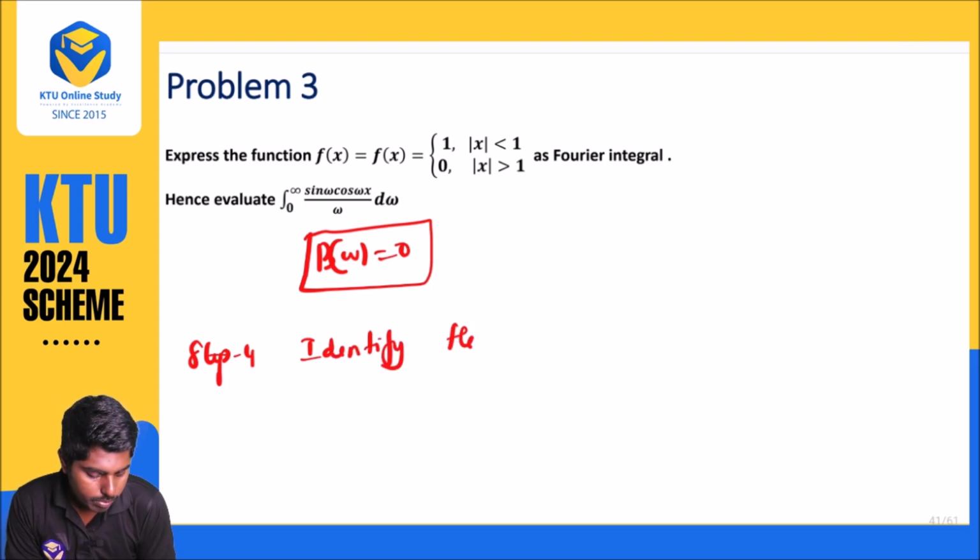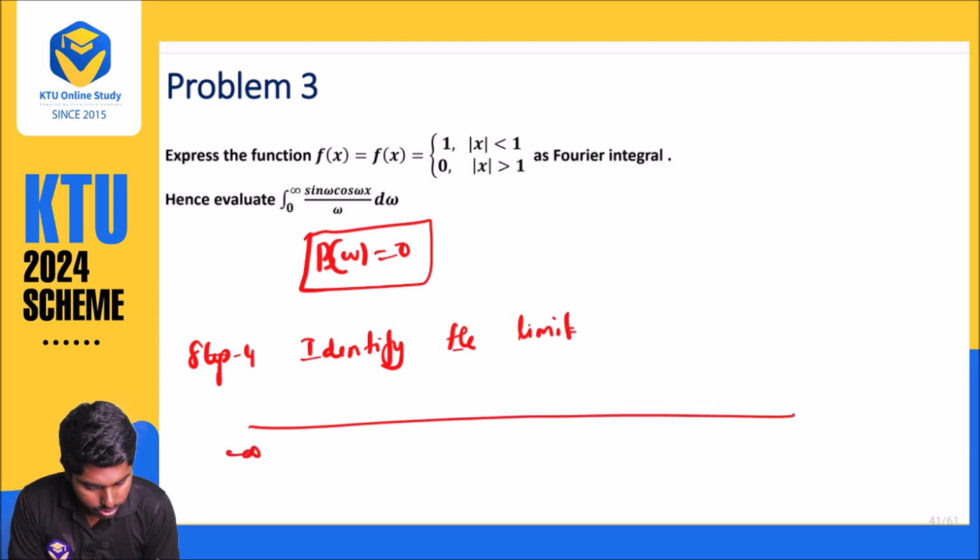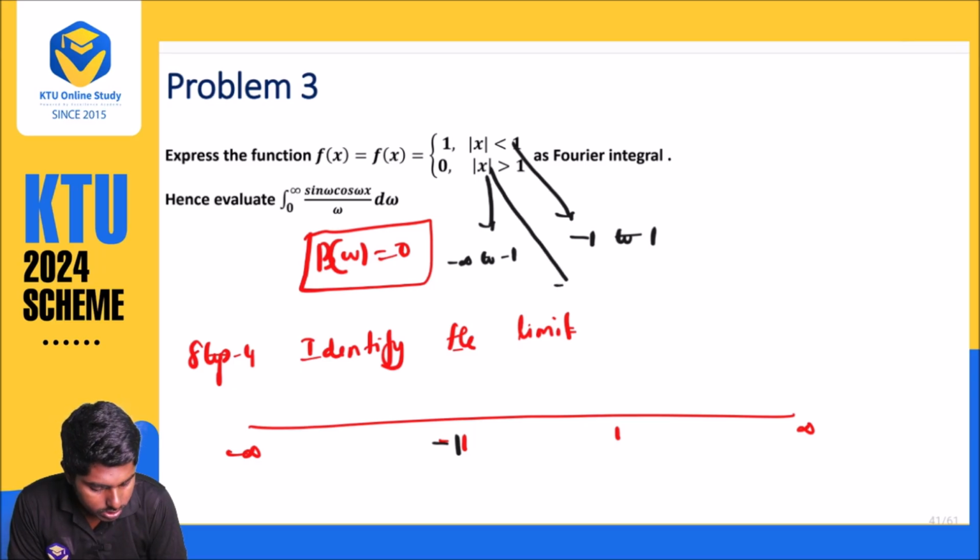Identify the limits. How to identify the limits? Based on the condition, one part is minus 1 to 1, and the other is minus infinity to minus 1 and 1 to infinity. This is the condition they have given.